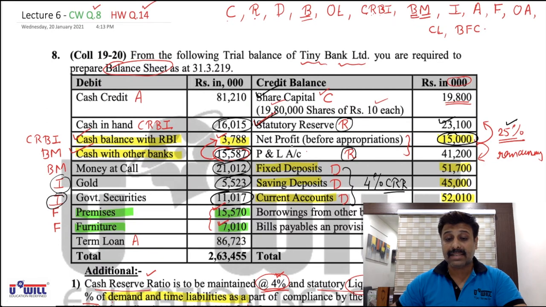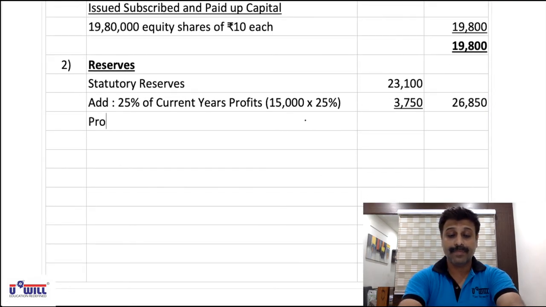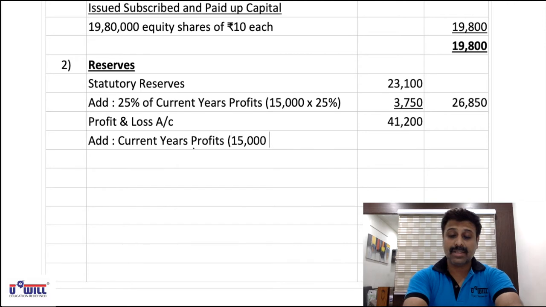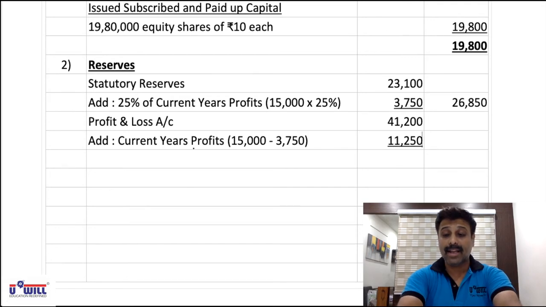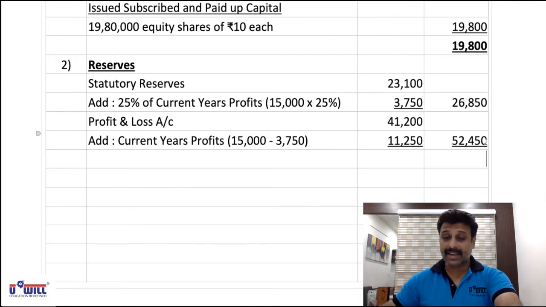Now the next item marked as R is the P&L account, in which we have to add the remaining balance, 75% of 15,000. So first you all write profit and loss account 41,200 in the inner column. In that we have to add current year's profits, but after transferring to statutory reserve. So current year's profits are 15,000. From that, 3750 is transferred to statutory reserve. So 15,000 minus 3750, the remaining 11,250, we have to add in the profit and loss balance. So P&L balance will be 52,450. Okay. So what is the total amount of reserves and surplus the bank is having? 26,850 plus 52,450, that is 79,300.